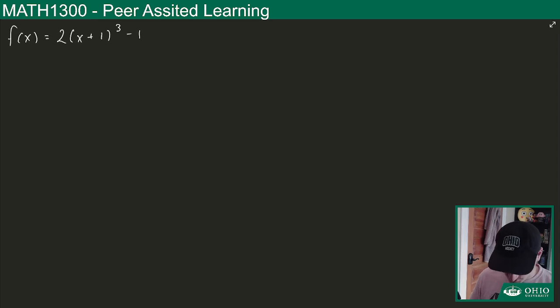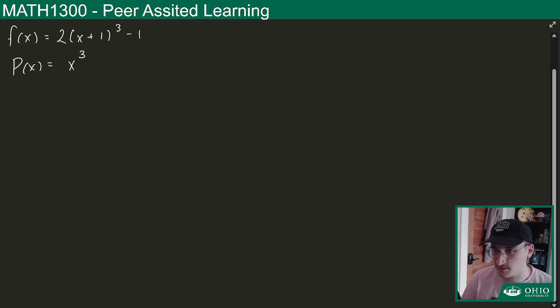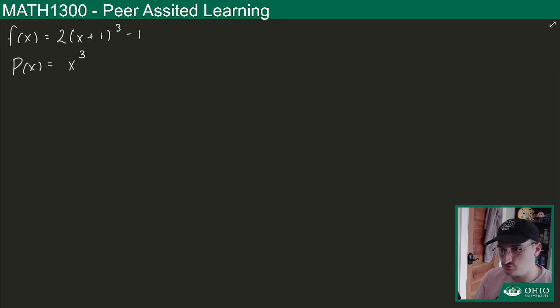The parent function is just the simplest monomial we can think of if we remove all the extra values. So we get rid of the times 2, we get rid of the plus 1, we get rid of the minus 1. And the parent function that we're left with is going to be x cubed. From here we want to choose some sample points, because we will use our method of transformations on each of the sample points.